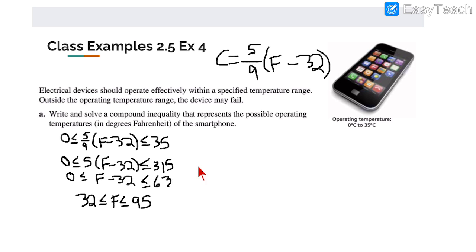Then, to go from the first line to the second line, we multiplied by 9 because there's a divide by 9 right here. Then, because it was a 5 times, we divided all three pieces by 5. So we got 0, F minus 32, and 63. Added the 32 to both sides. So we got the range of 32 degrees to 95 degrees. This should make sense, obviously, in our winter climate. You guys know that phones and stuff sometimes don't work out in the winter.